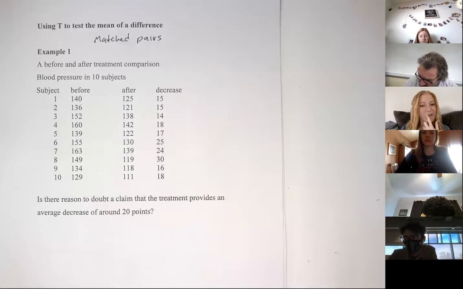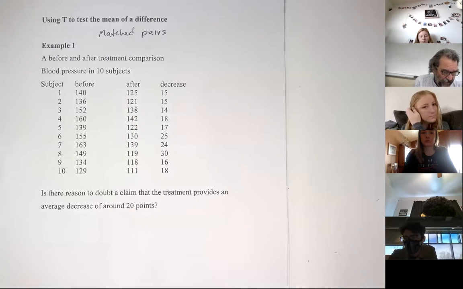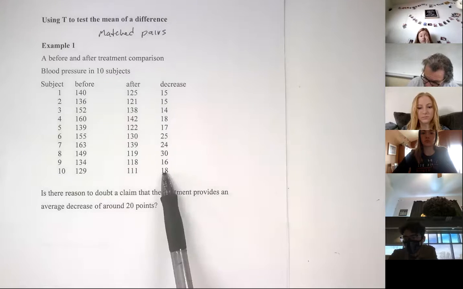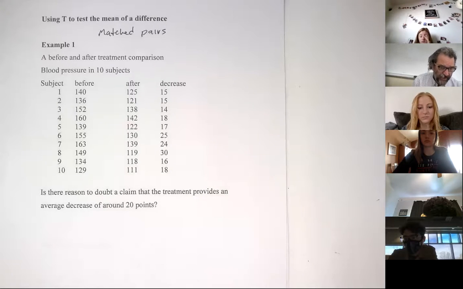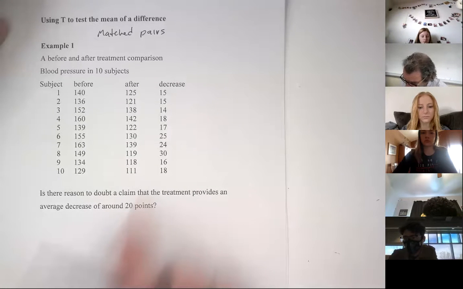I'll show you a quick way to get this to happen in a minute, but right now we're just going to do the calculations. So it says, is there reason to doubt a claim that the treatment provides an average decrease of around 20 points? If the mean here is less than 20, is it enough less than 20 that we think it's not just random variation, it's just the treatment doesn't quite give 20 points worth of relief? So we'll see. We're just going to do a t-test on this.